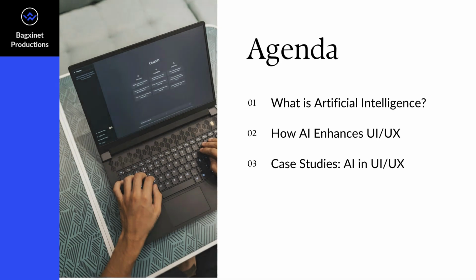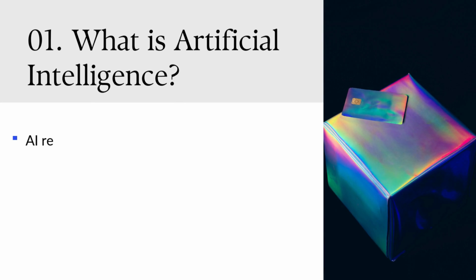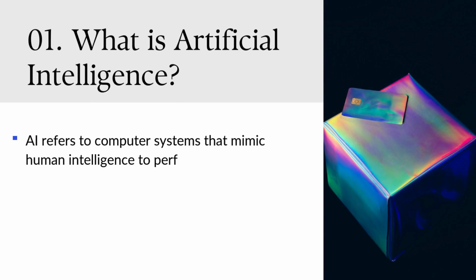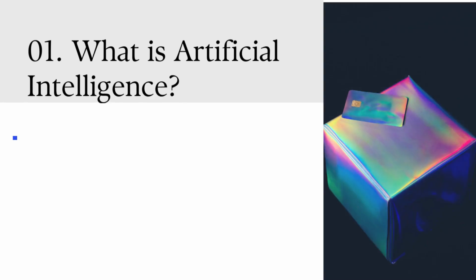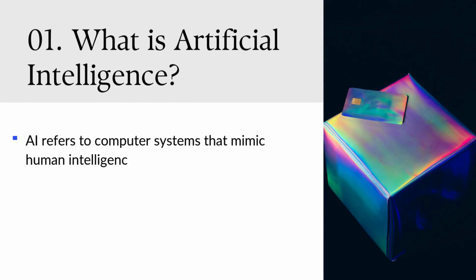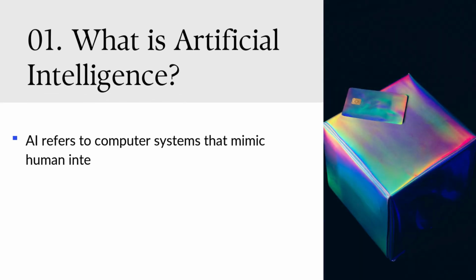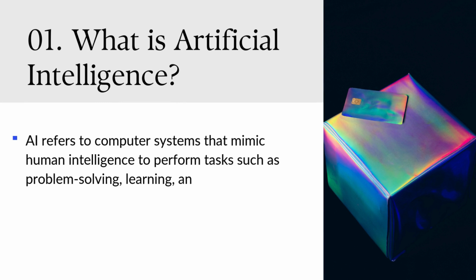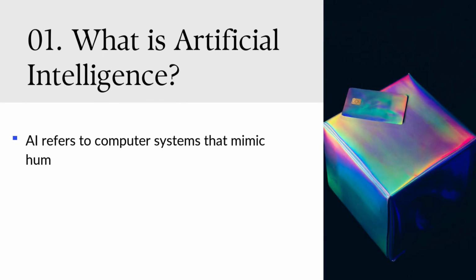So guys, let's start with the first item on our list, which is what is artificial intelligence. Now, it is important to understand that AI refers to computer systems that mimic human intelligence in order to perform certain tasks such as problem solving, learning, and decision making.